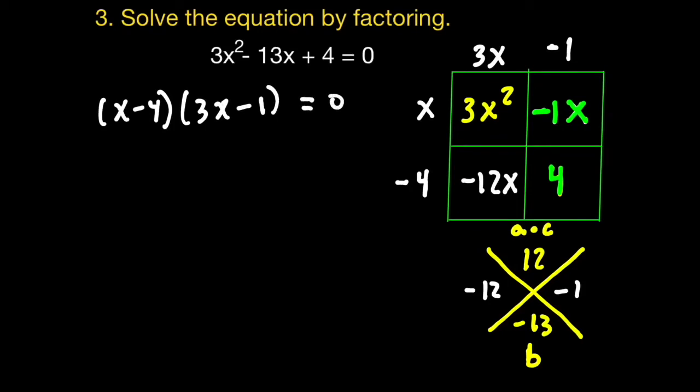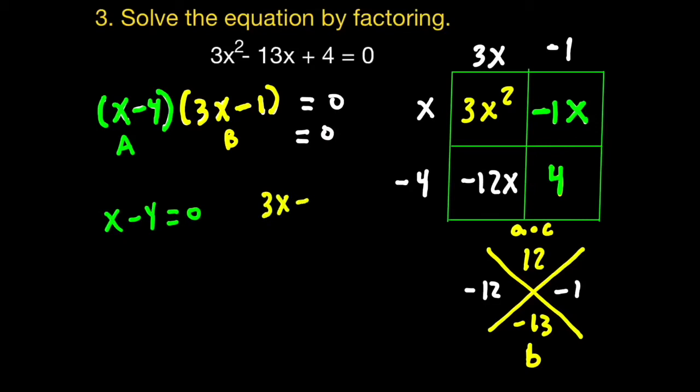And now that I've factored, I can make use of the zero product property, noticing that I have the product of two things, and that product is equal to 0. So I can make this claim: x minus 4 is equal to 0, and 3x minus 1 is equal to 0. I'll solve both equations to get the values of x.